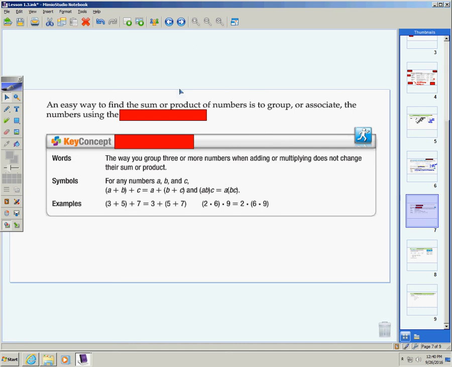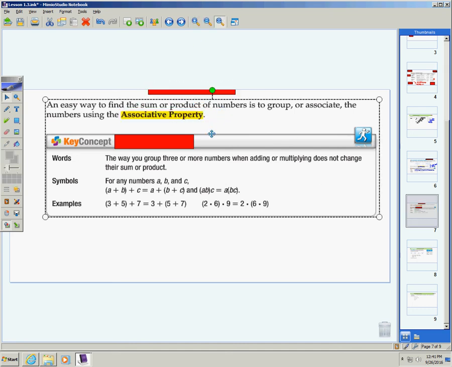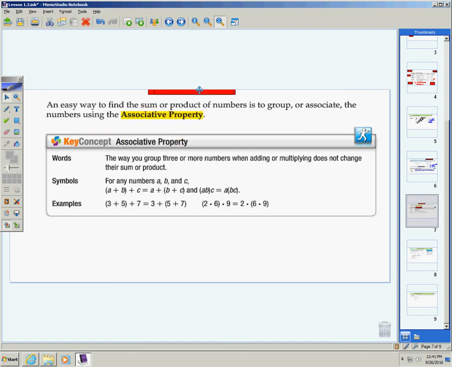And then we have something with grouping, and that's called the associative property. The associative property says no matter how you group things together, if you're adding or multiplying, it doesn't change the sum or product. So if we look at an example with numbers, if I put parentheses around 3 plus 5 plus 7, that's the same thing as 3 plus parentheses 5 plus 7.